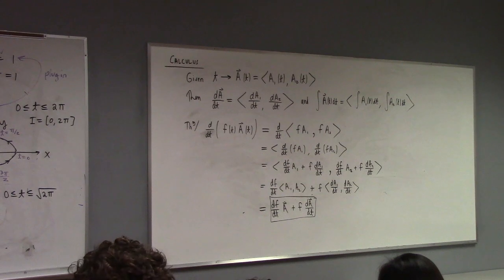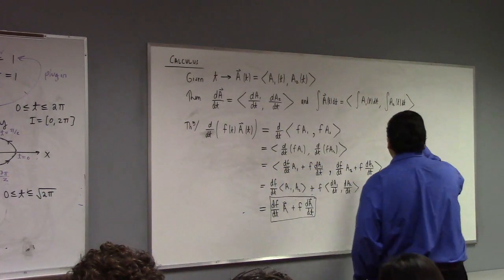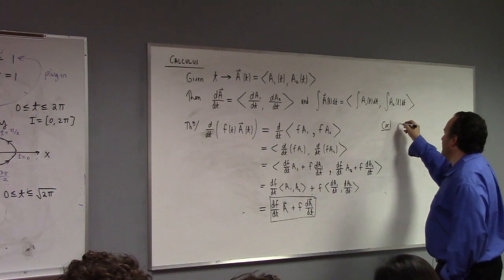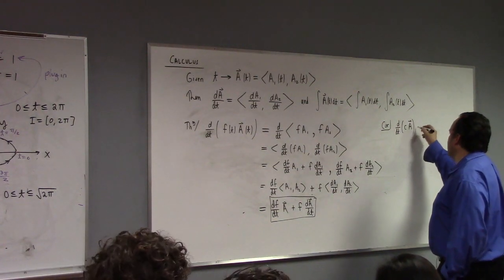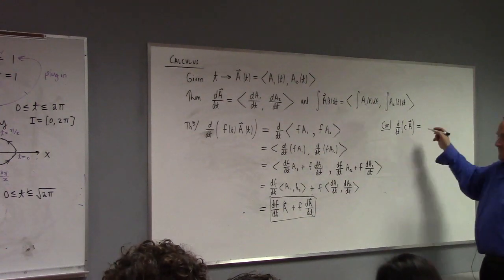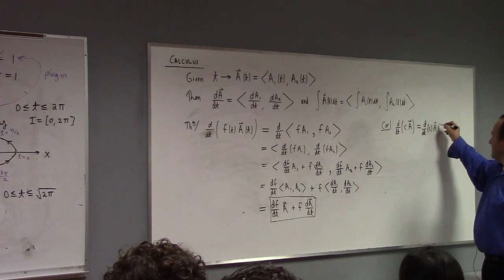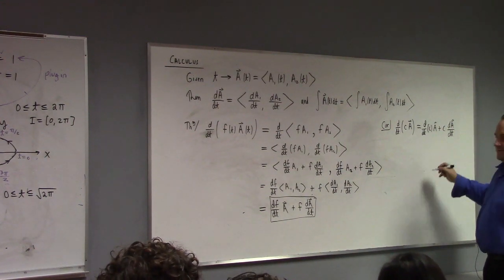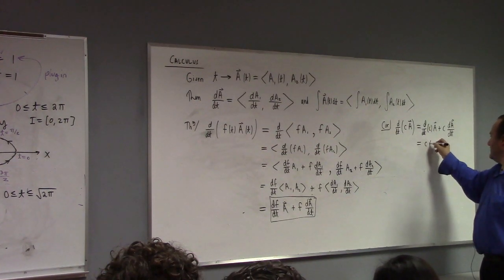A simple application of this, what would happen if f is a constant? Corollary. What if I have d/dt of a constant times the vector? What's that going to be equal to? The derivative of the constant times A plus the constant times dA dt. But what's the derivative of a constant? 0, right? So we just get the constant times dA dt.